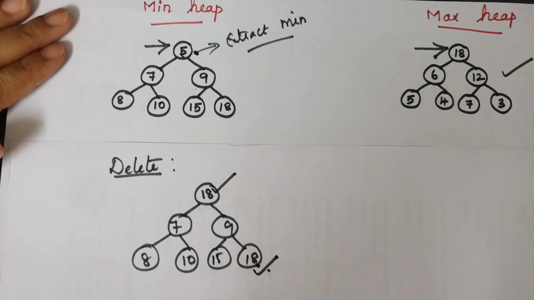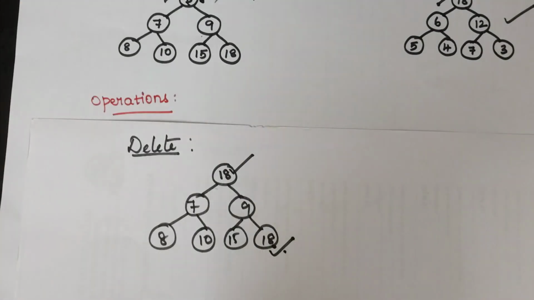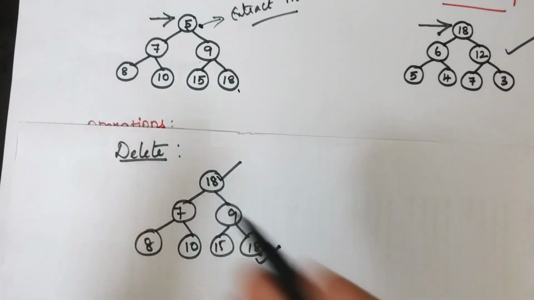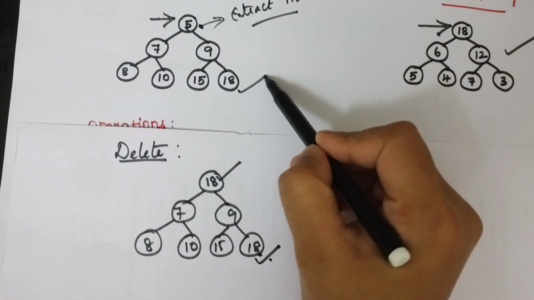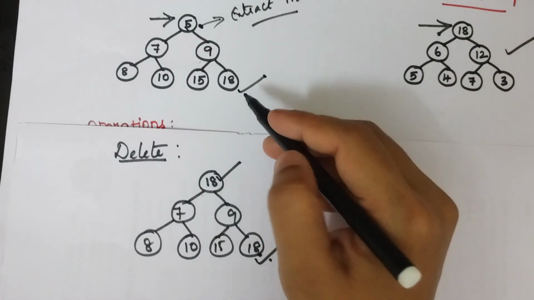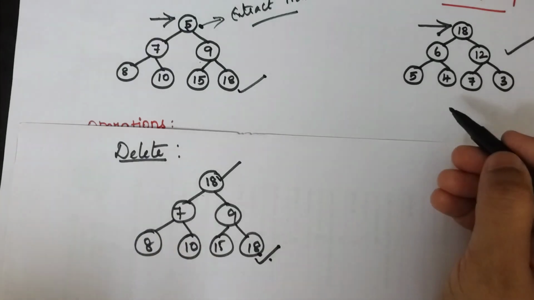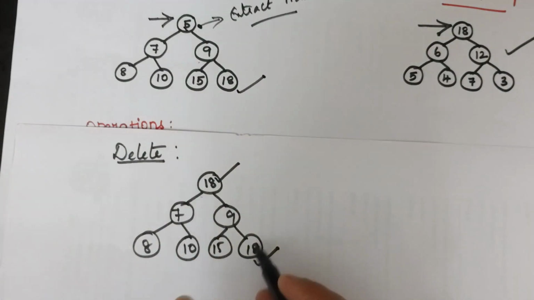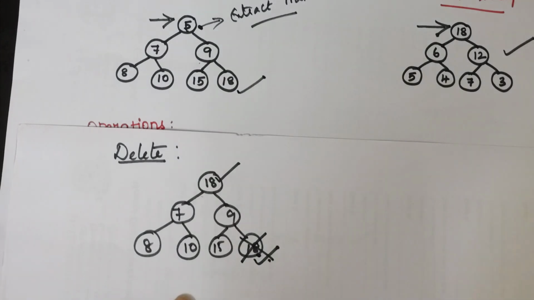And you can also see the array representation. In this array representation, 18 will be at the last index position because this is the last node value, right? So remember that when you are deleting the first value, that value should be replaced with the last position value. So here we replaced it with 18. After replacing it, what you need to do? You need to check whether this satisfies the heap order property or not.